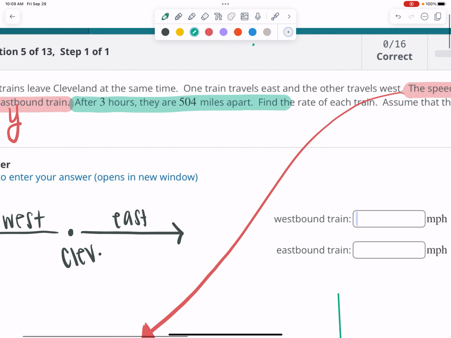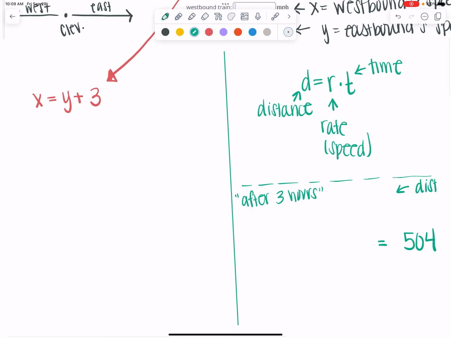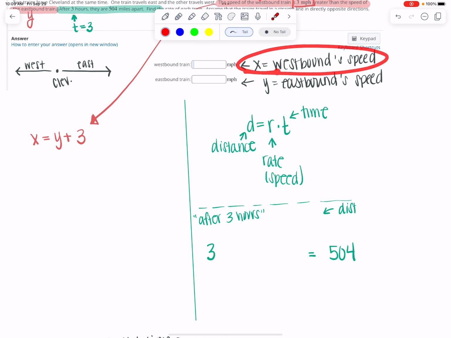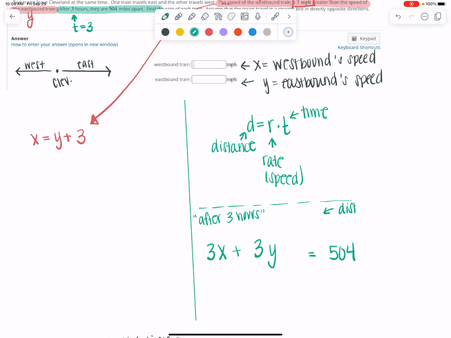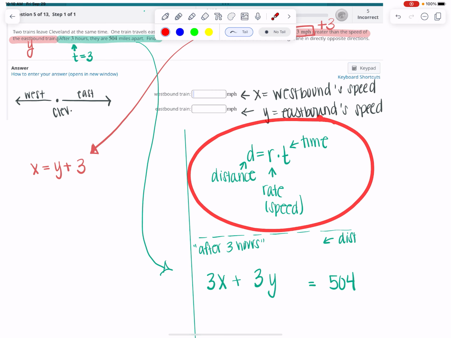So after 3 hours is going to be t equals 3. So I've got the time, 3, times the rate, which just means speed, and the rate is x, plus 3 times the other rate, which is speed, y. So my second equation is going to be 3x plus 3y equals 504. And I'm using this distance equals rate times time.